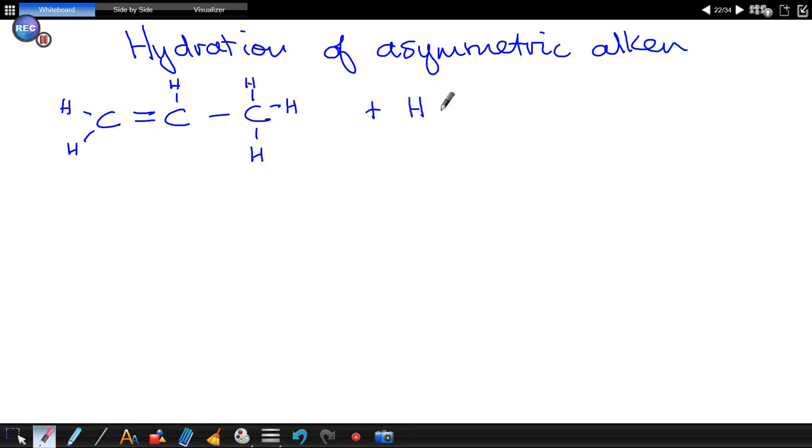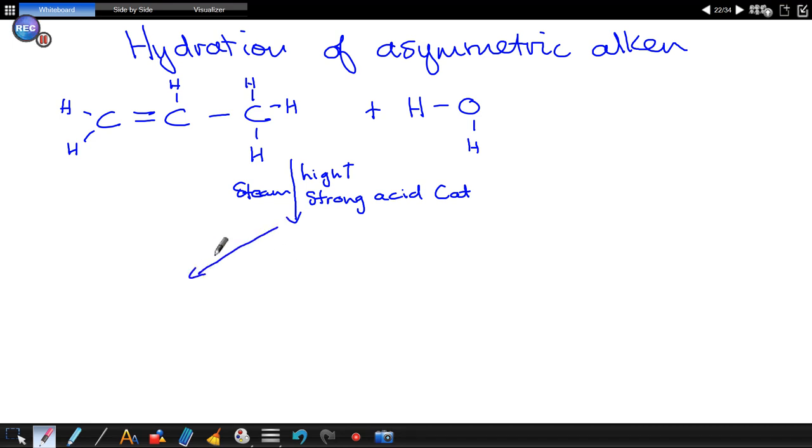If you mix it with water in the form of steam, at the right temperatures, and you've got a strong acid catalyst, then one of two things can form. Yes, this is my steam. Oh, the water is actually the steam. Okay? There is one of two products, the major product and a minor product. But for the major product, the hydrogen that breaks off from the water will go to the carbon that's got the most hydrogens on it already.